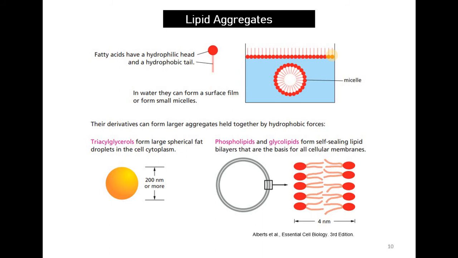Now you have triacylglycerols which form large spherical fat droplets in the cell cytoplasm. Phospholipids and glycolipids also have a property to form self-sealing lipid bilayers, which actually act as the basis for all cellular membranes.